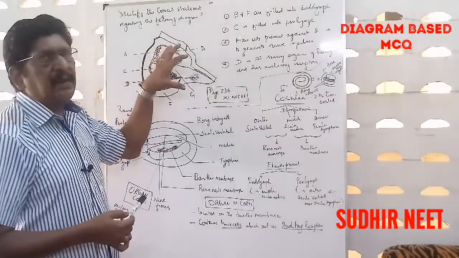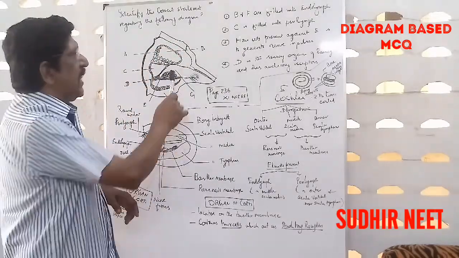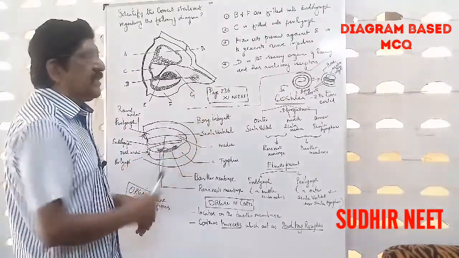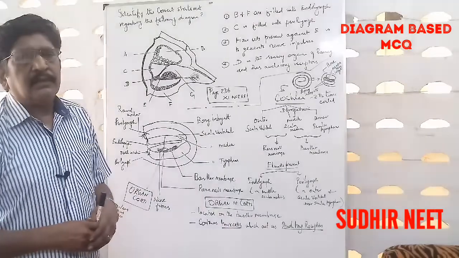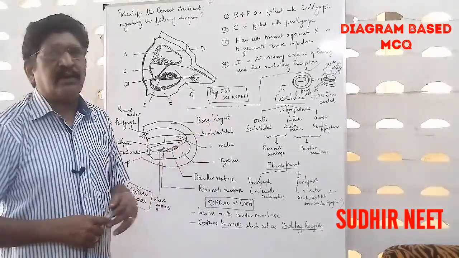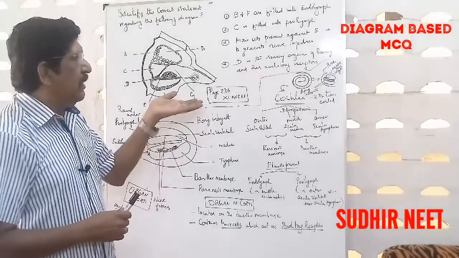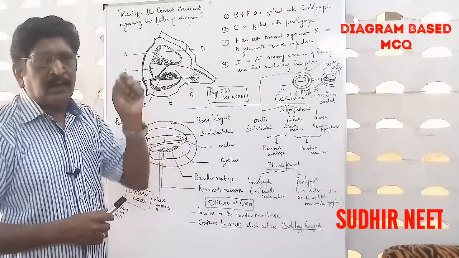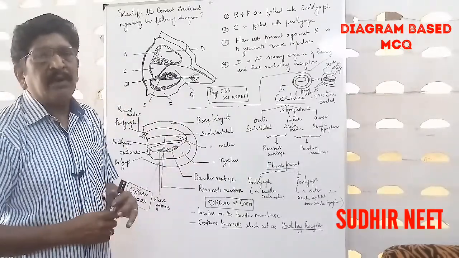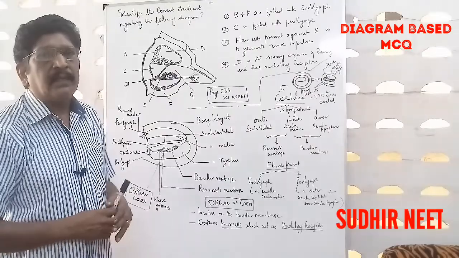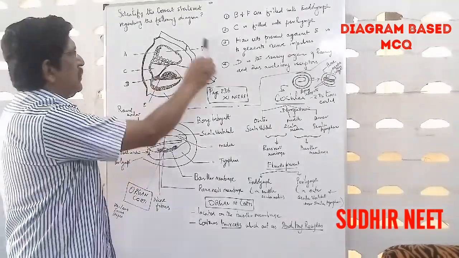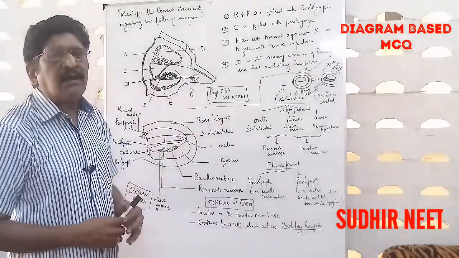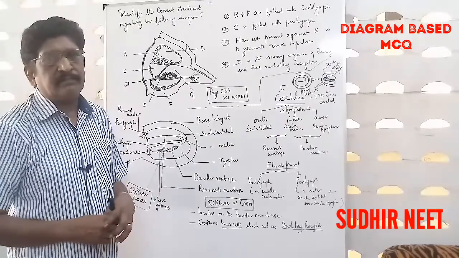Can you remember this diagram? You can see this diagram in your 11th NCERT book, page number 236. Page number 236 of 11th NCERT. It is under the chapter on neural coordination and the particular topic on the human ear. Actually this diagram is a section of the inner ear, the cochlea or the labyrinth.